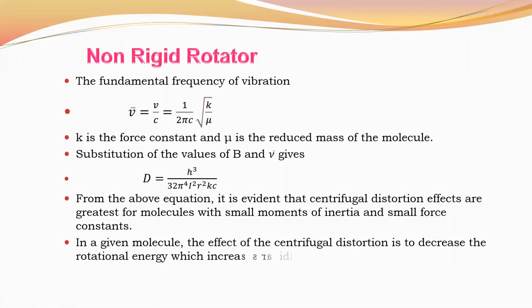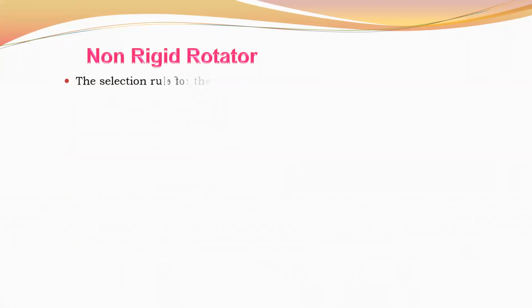So in a given molecule, the effect of centrifugal distortion is to decrease the rotational energy, which increases rapidly for higher rotational levels. If the value of J increases, the effect of centrifugal distortion increases. The selection rule for a non-rigid rotator is again delta J plus or minus 1.